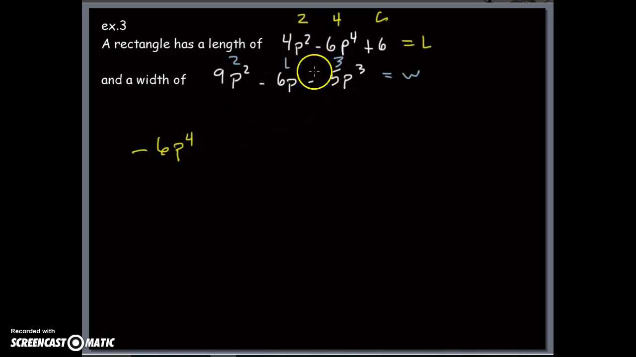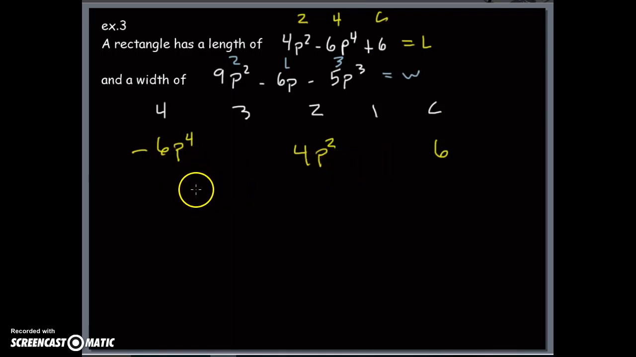Then we've got our next highest power, and I'm going to skip a blank. So we've got things that are to the 4th power, things that are to the 3rd power, things that are to the 2nd power, things that are to the 1st power, and things that are constants. So this length has nothing to the 3rd power, but it's got something to the 2nd power, so I'm going to go ahead and write it right here, 4p squared. And then it doesn't have anything to the 1st power, but it's got a constant of 6, right?